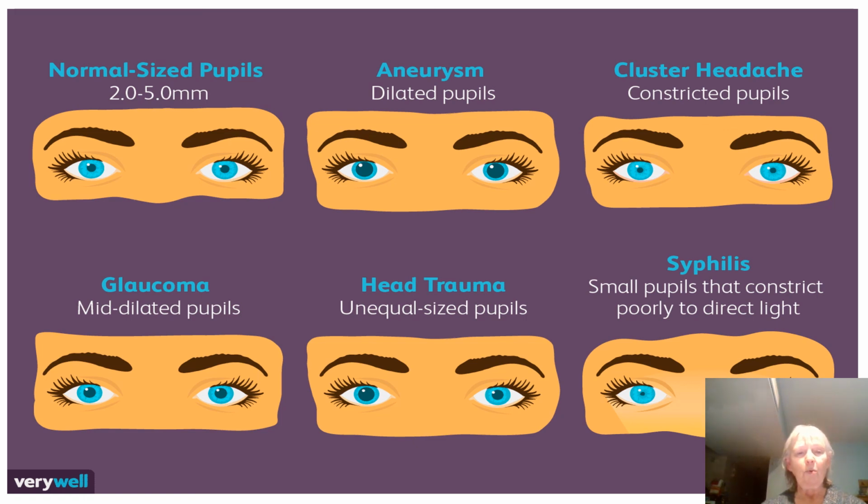And this was kind of a cool one. This one came from Verywell. As you can see, the normal sized pupils, people with aneurysms, cluster headaches, all the way up to syphilis.